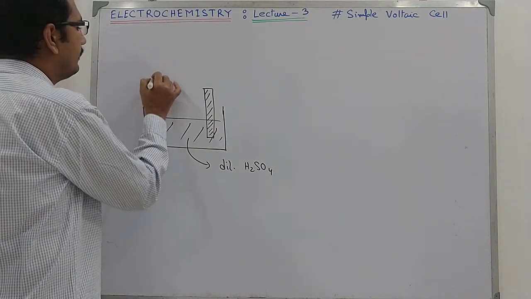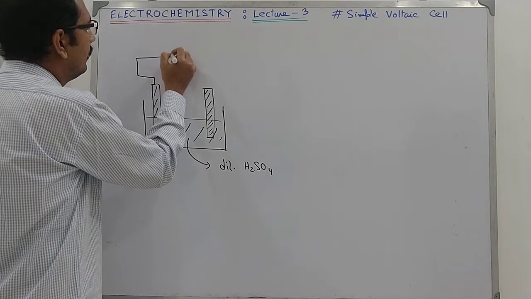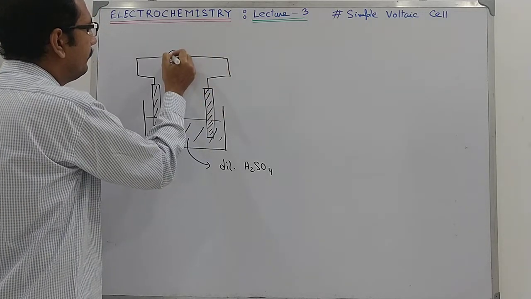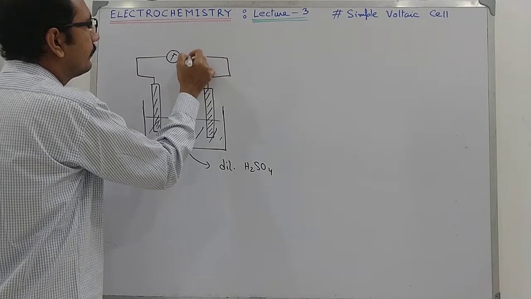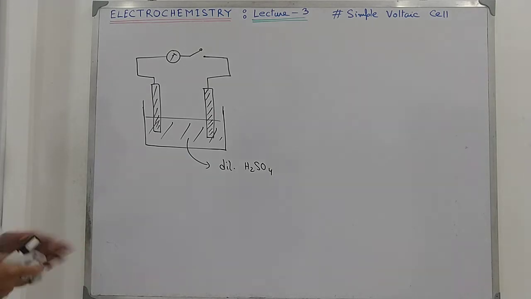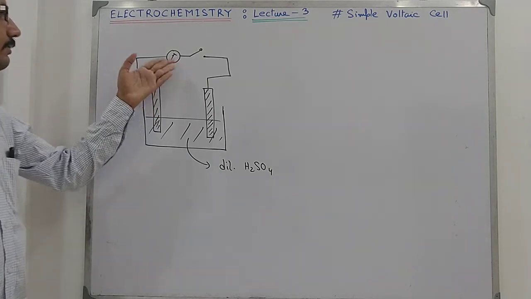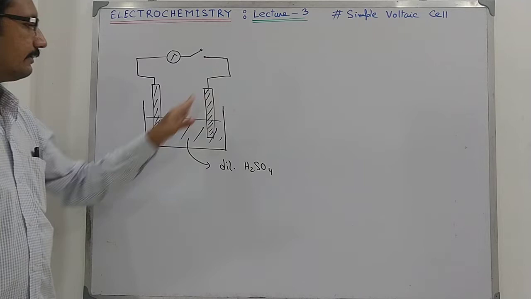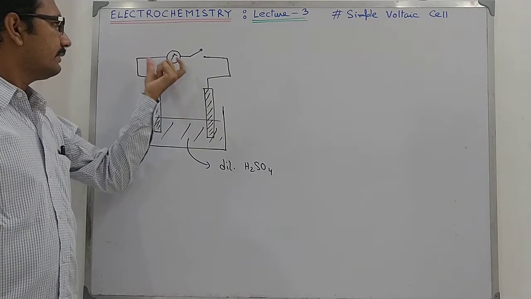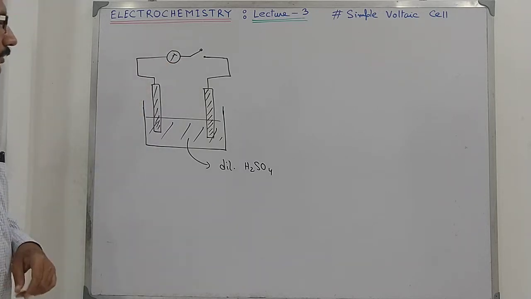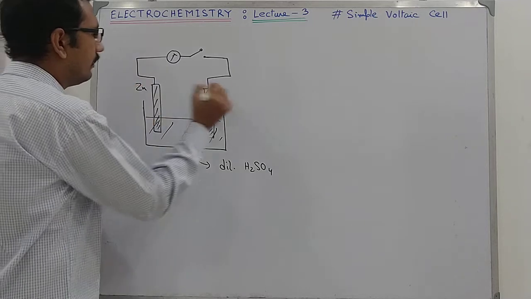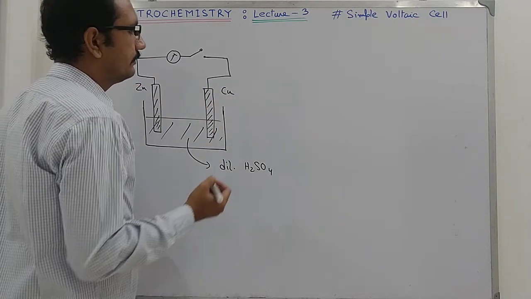Now when it is connected externally, deflection is seen. This is the key. Now when an ammeter is connected in the circuit and when the key is on, that is the external circuit is switched on, we see there is a deflection in the ammeter. So what is happening here? This is the zinc rod and this is the copper rod.